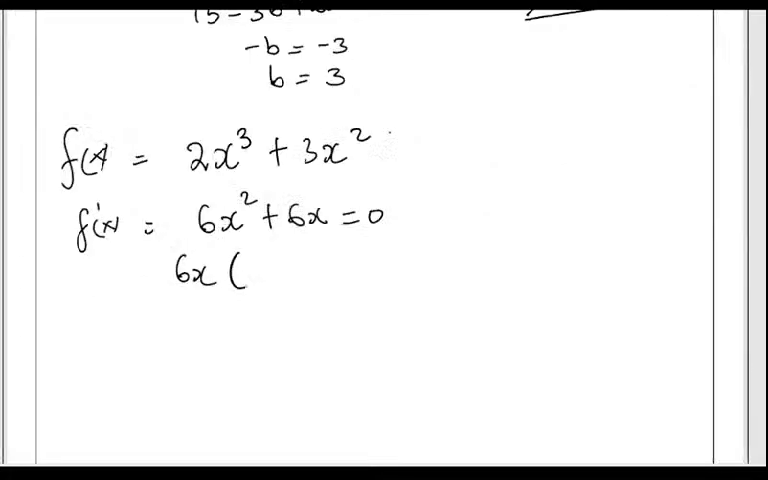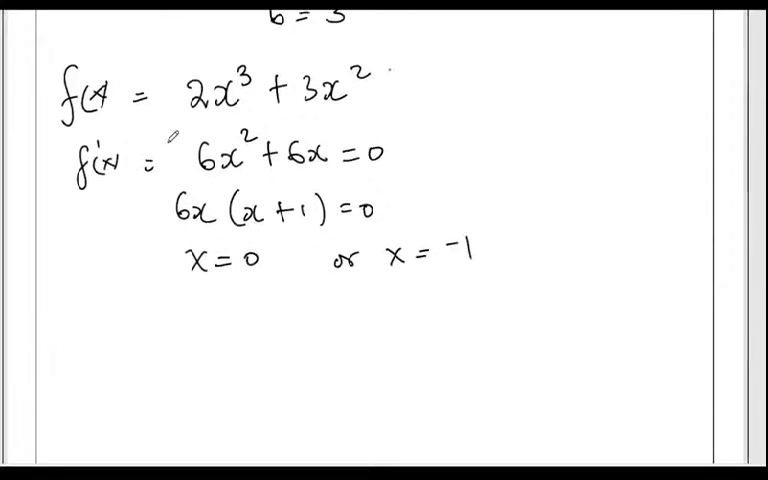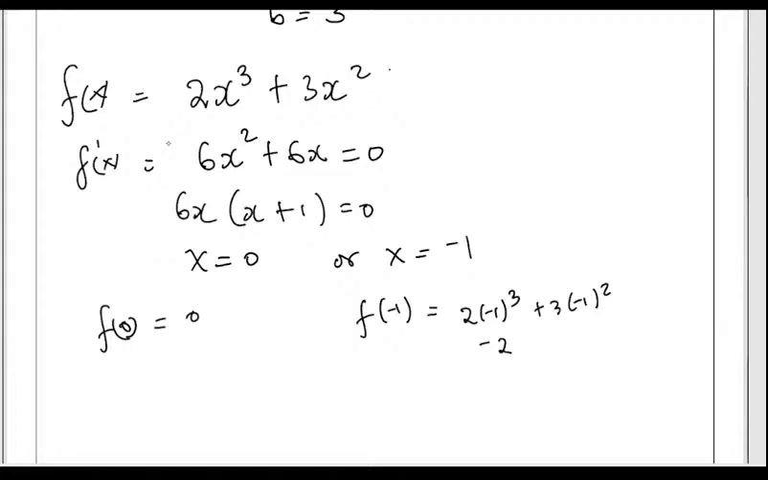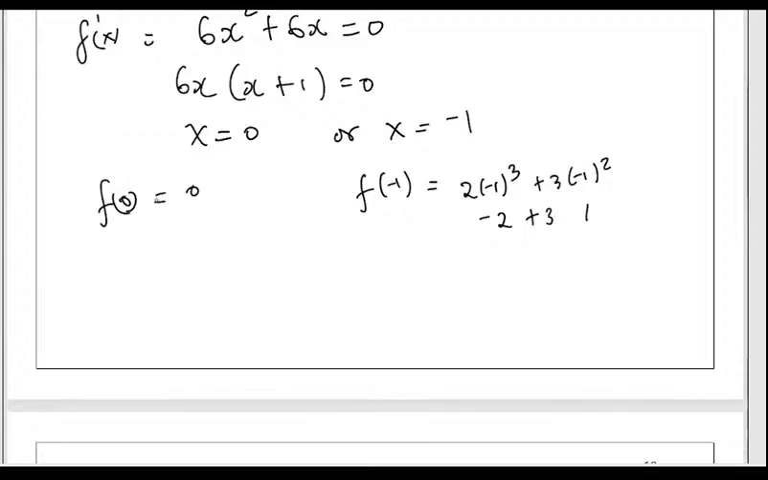Solve for x, so 6x times x plus 1. So either x is going to be 0 or x is going to be -1. Now let me substitute these values into the original. So f of 0 is going to be 0. And then f of -1 is going to be 2 times -1 cubed plus 3 into -1 squared, meaning that we have -2 plus 3, which is 1. So either we're looking at the point (0, 0), or we're focusing on (-1, 1).